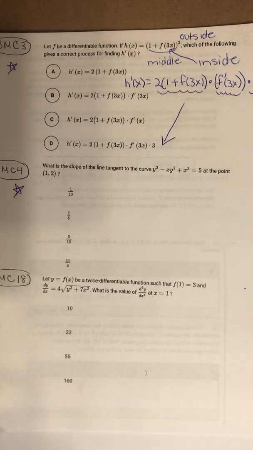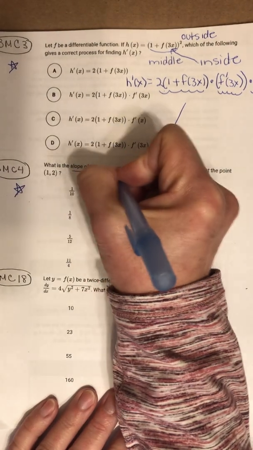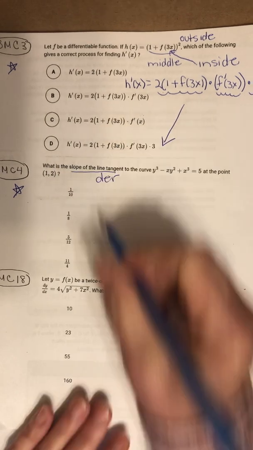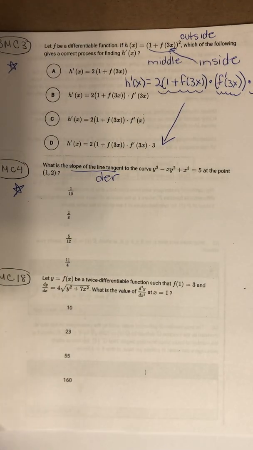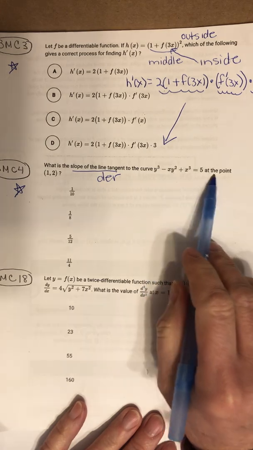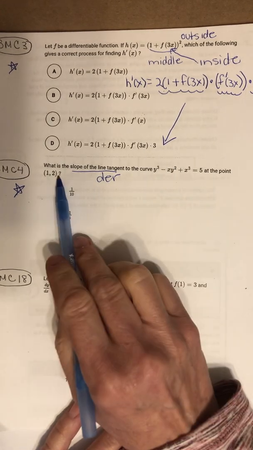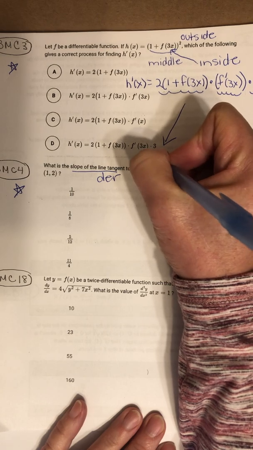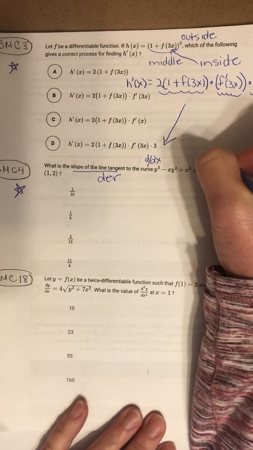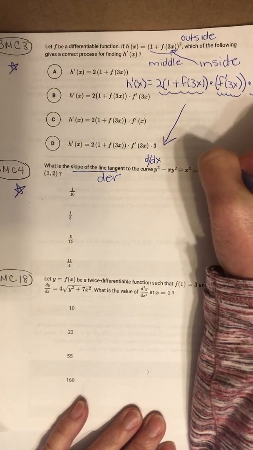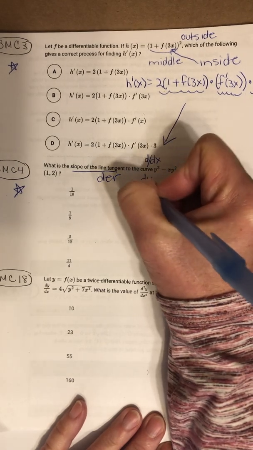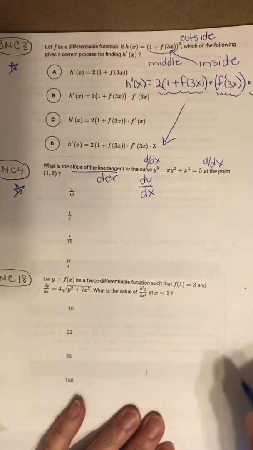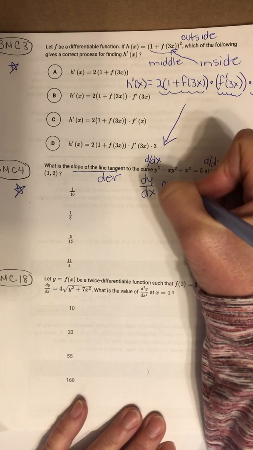3MC4, what is the slope of the line tangent? You know that's a derivative, right? Notice how I'm marking things up. Do that on the AP exam. To this curve at the point 1, 2. Okay, you know we're going to take the derivative of both sides with respect to x, and you know that we are trying to find dy/dx, or y prime.